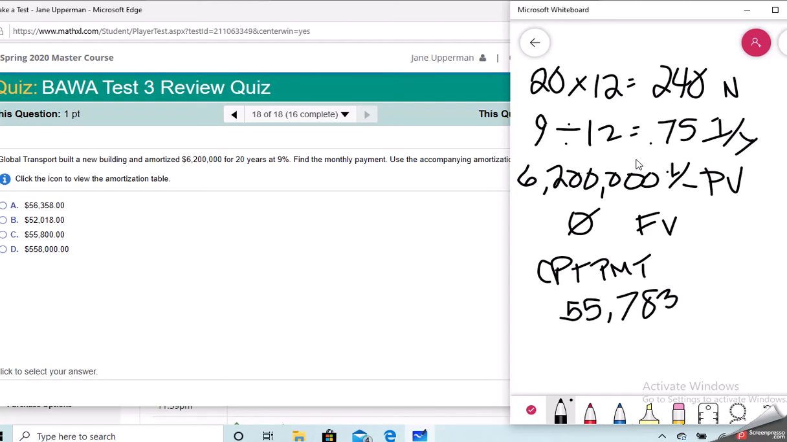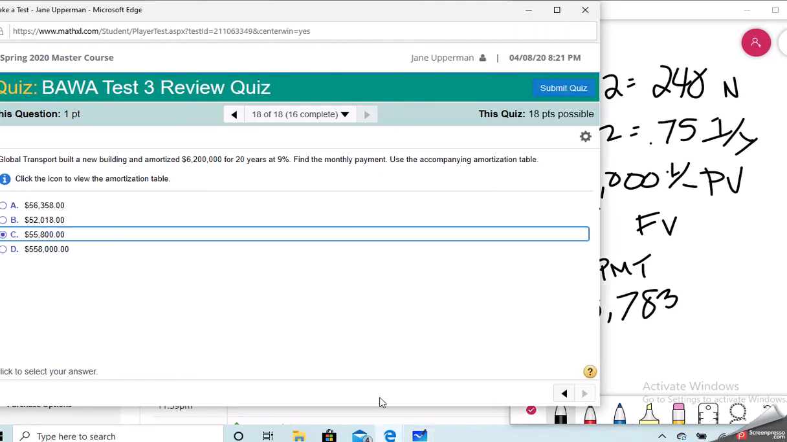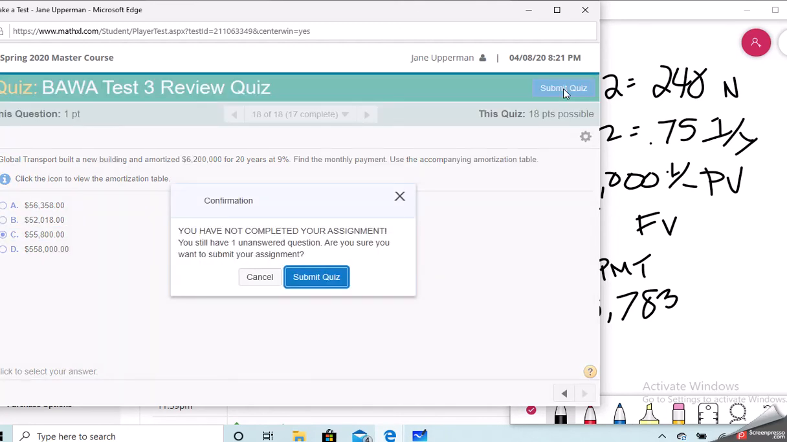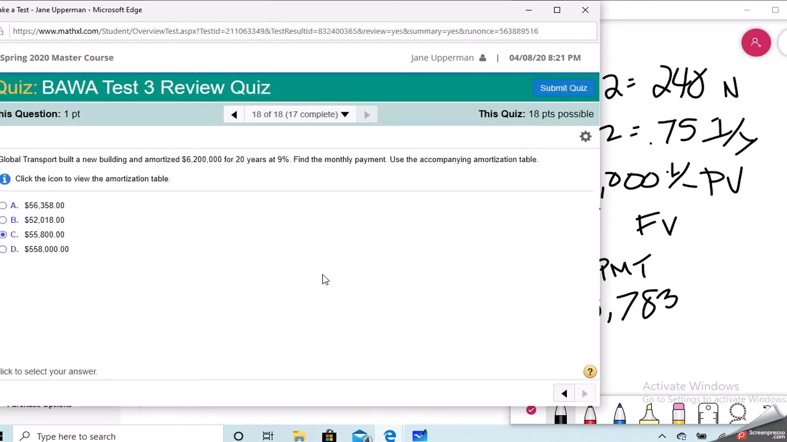55,783. Now again, in this case, because we're dealing with 6 million, the rounding error is a little bit higher, it's $17. But so then that is going to be our answer. We're going to miss the one because I left it blank, but that's fine, we're going to go ahead and submit it.